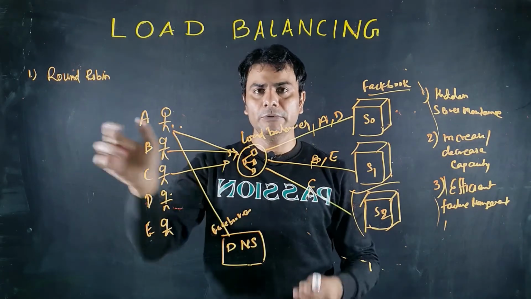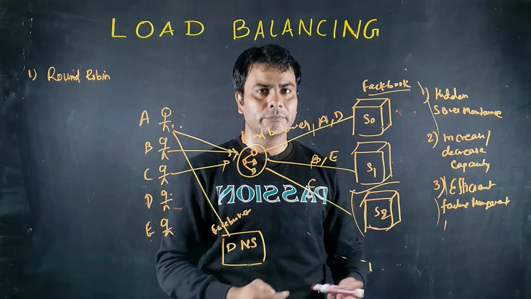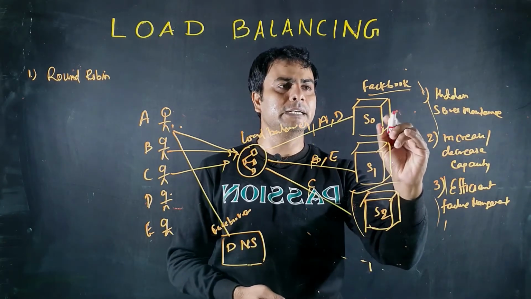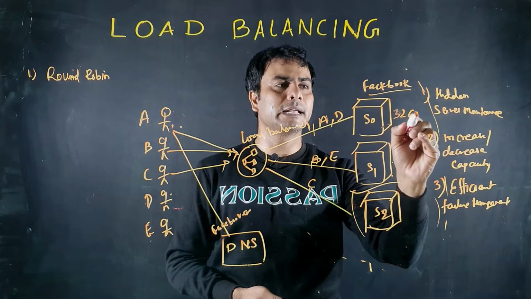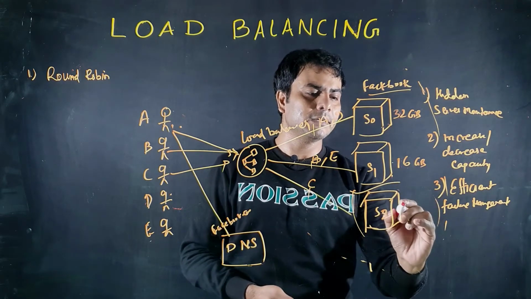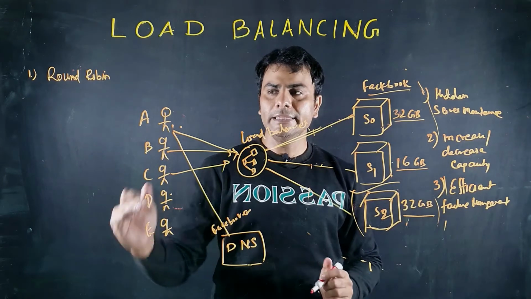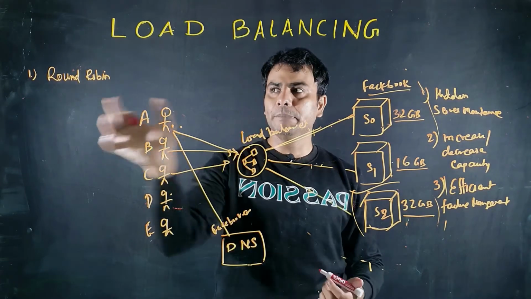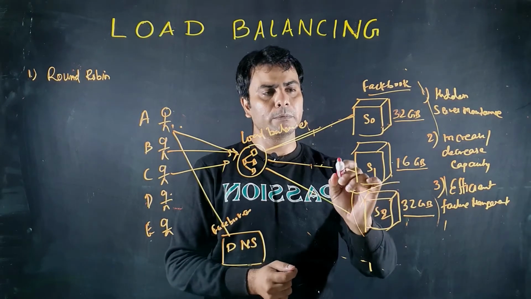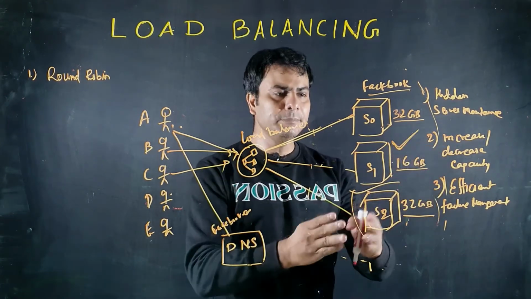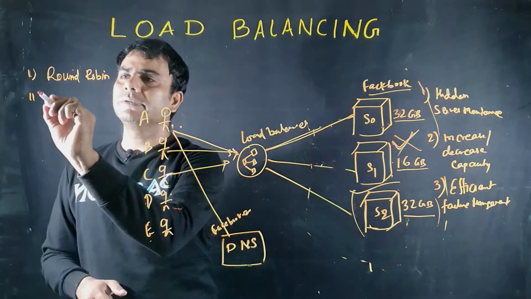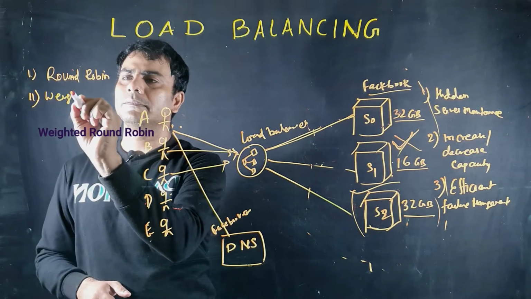So this round robin works very well if all the servers have a similar configuration. But let us assume that this server is using 32 GB RAM, and this server is using 16 GB RAM, and this server is using 32 GB of RAM. In that case, what will happen if you use the simple round robin algorithm? There will be chances that the load will be more on this server. There will be a chance that this server might crash. So in order to avoid that, we can use the weighted round robin algorithm.